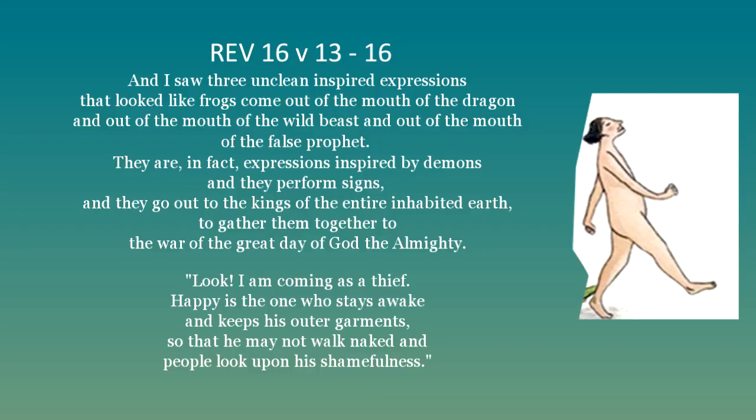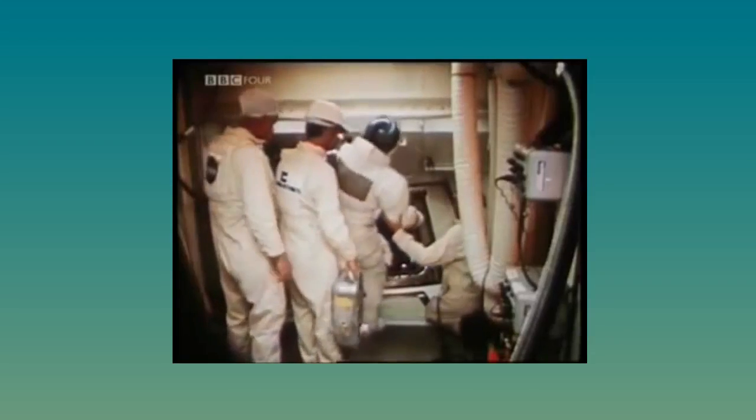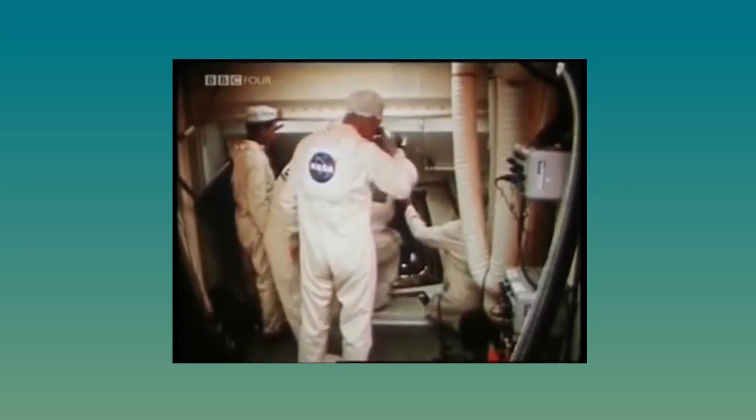So why? And before that, Revelation says that I saw three unclean inspired expressions that look like frogs come out of the mouth of Satan, out of the mouth of the wild beast, the political system, and out of the false prophet. And these expressions perform signs, right? And they gather them together for the wars of the great day of God Almighty. So these signs have already started. People are just not seeing it.